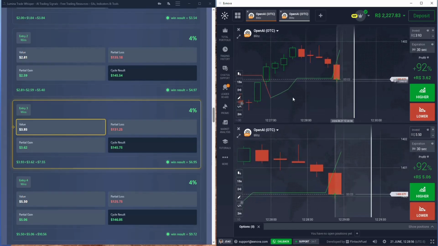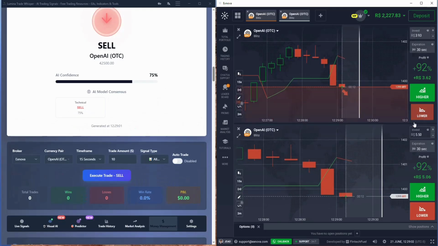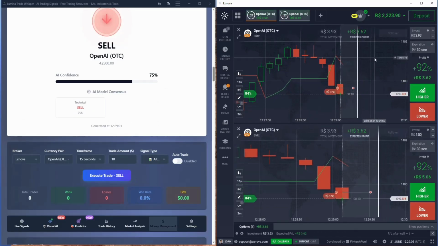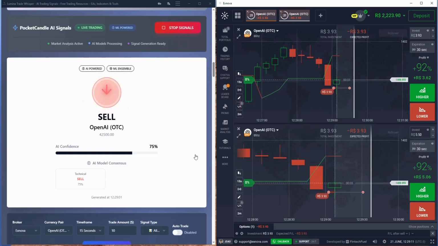Now we are going to wait for a new signal. So I'm going to go up, wait for a new signal. But the signal has been going up. Okay, we have a sell signal here, 3.93. Okay, so we have a sell signal here. Let's see how it goes, and have this as a backup. All right.